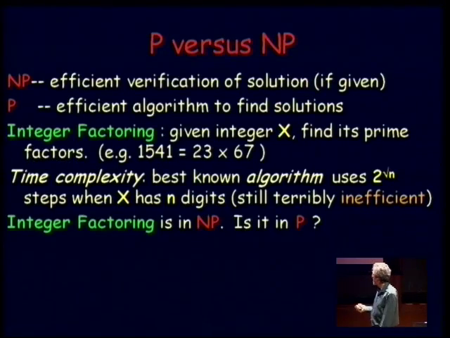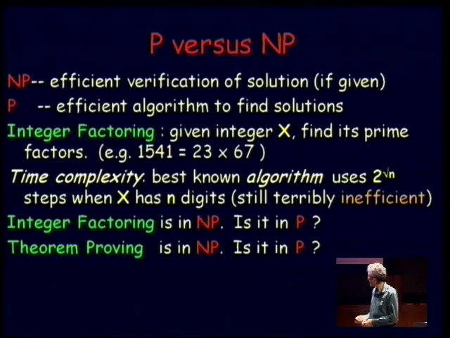On the other hand, it's clearly in NP. I mean, if I gave you the factors, all you'd have to do is multiply them out and see that it gives you the right number. So this is easy to verify when a solution is given. So it's a problem in NP. But is it in P? Does it have an efficient algorithm? We don't know. And we also mentioned the same statement about theorem proving. So we don't know this and we don't know that.